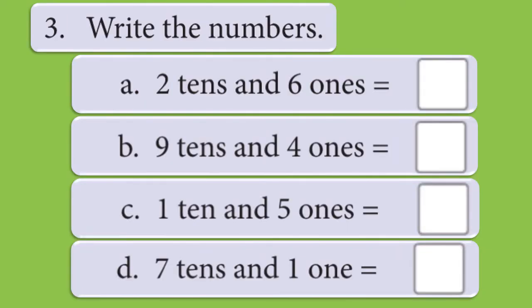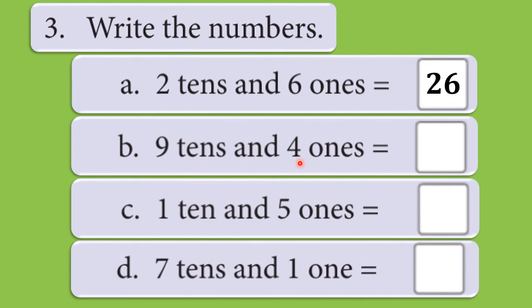Now move to question number 3. Write the numbers. So we have to write the numbers in this box reading these statements. In A we have 2 tens and 6 ones. So 2 tens and 6 ones makes the number 26. That means 2 is at tens place and 6 is at ones place. So write the number 26 in this box.